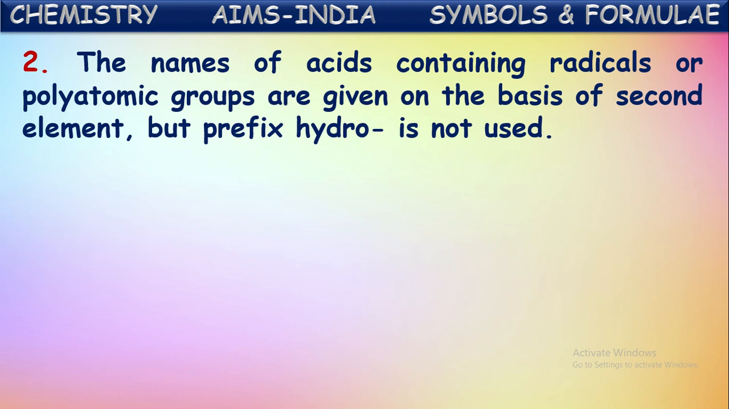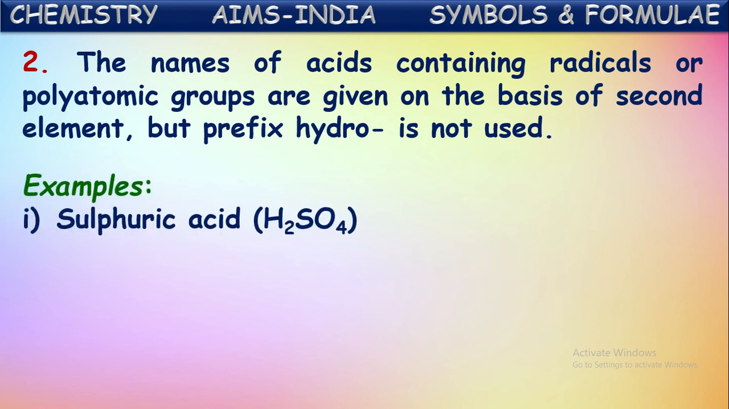Let us try to understand this also by examples. See the first example, H2SO4. Here it is a polyatomic ion, which we commonly call a radical. While naming this compound, we don't use hydro at the start, even though there is hydrogen. Need not mention hydro. Now the second element's name, that is sulfur, is written. At the end of this second element's name, ic acid is attached. Now it becomes sulfuric acid. Sulfuric acid. Okay, one more.